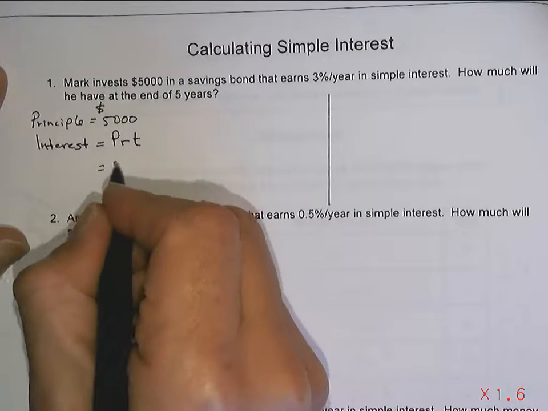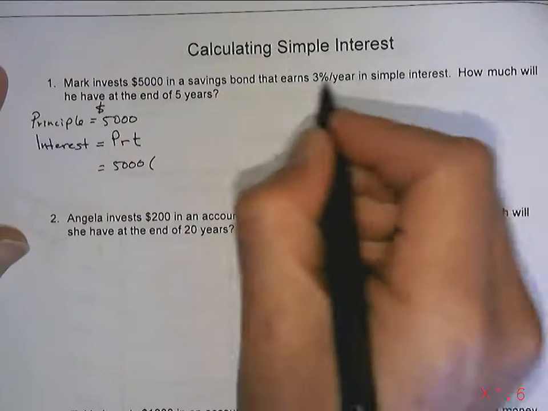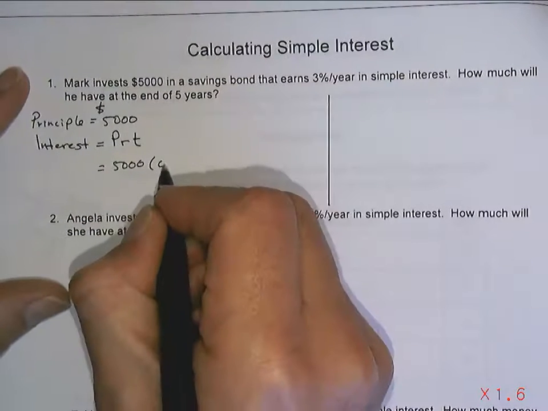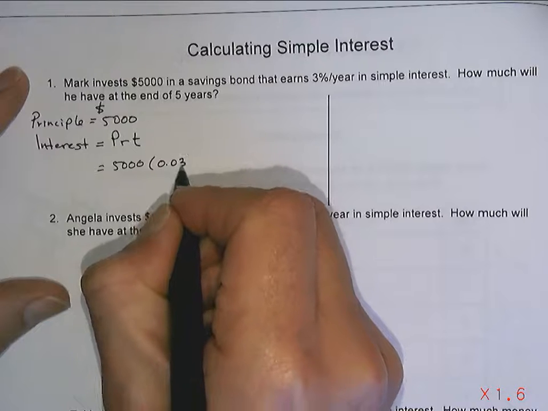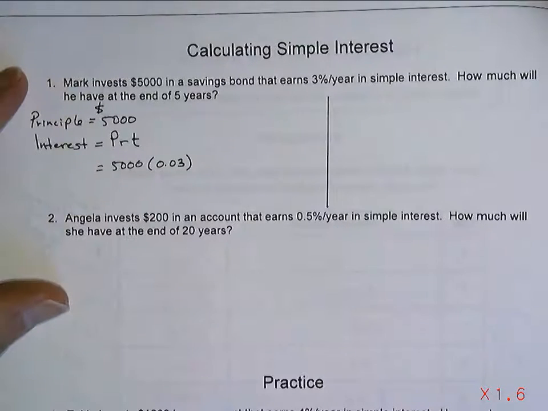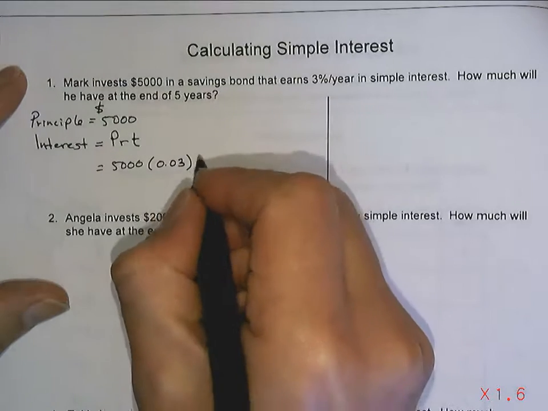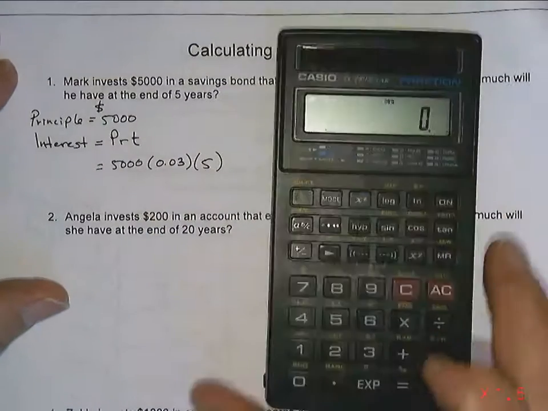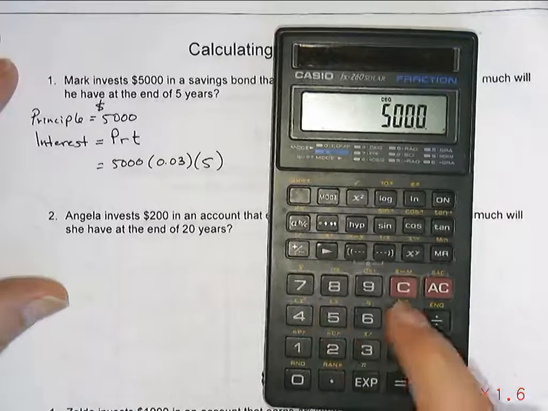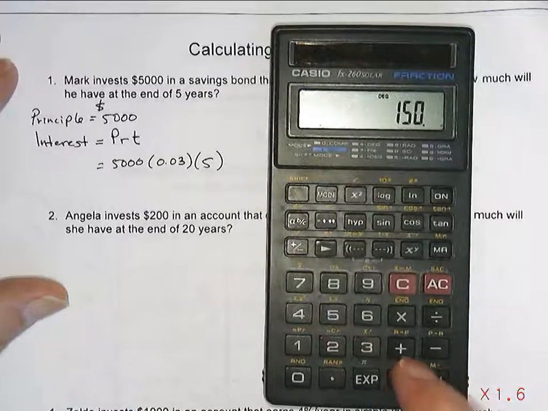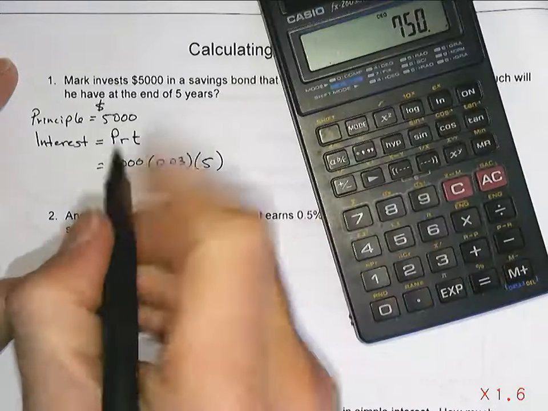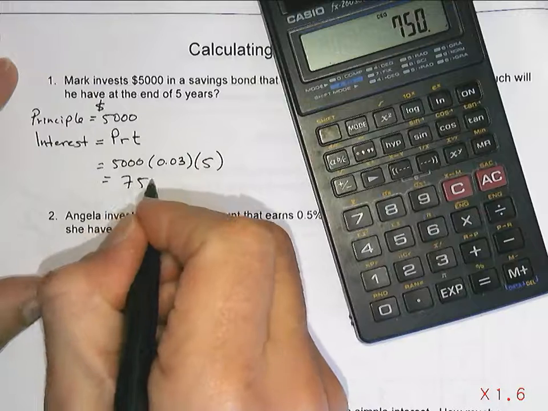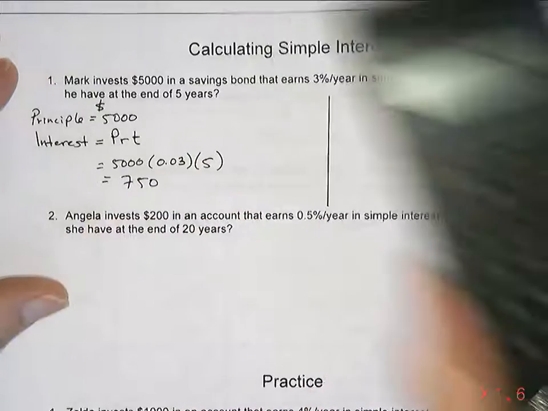So it would be 5,000, 3%. Now I can't work with 3%, so that's got to be changed to a decimal. Now you all know how to change a percent to a decimal. You divide by 100. So that's going to be 0.03 times the number of years. Grabbing your calculator, it's going to be 5,000 times 0.03 equals, times 5. So in other words, they're going to earn $750 in interest.